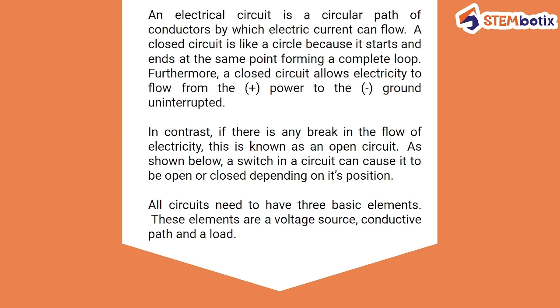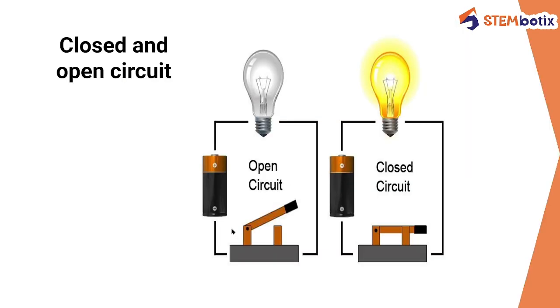All circuits need to have three basic elements: a voltage source, a conductive path, and a load. See, here in this picture you have both circuits. The first one is the open circuit and the next one is the closed circuit. Open circuit suggests that in the circuit you have some breakage because of which the flow of current is interrupted. Here you can see from this positive point of the battery your current is coming out. Now from here it is going through this. Now it has a connection and your current will flow through this and this.